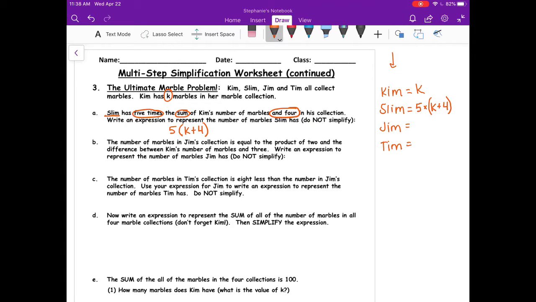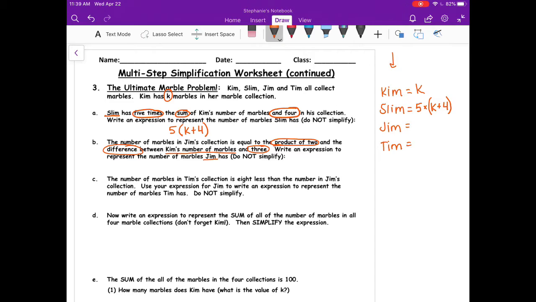The number of marbles in Jim's collection is equal to the product of 2 and the difference between Kim's number of marbles and 3. Write an expression to represent the number of marbles Jim has. Do not simplify. Okay, so I've circled or underlined some important phrases here. Why don't you go ahead and pause the video and see if you can do it, and then come back and we'll do it together.